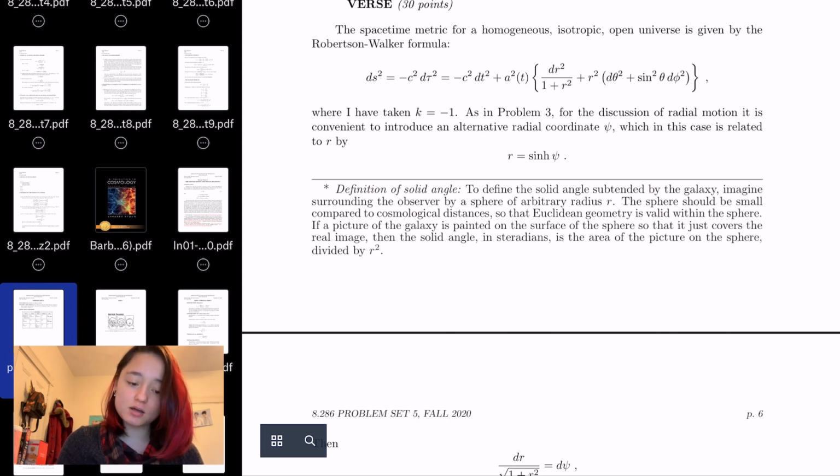All right, problem 4, trajectories and distances in an open universe. So instead of a closed universe, we now are working with an open universe. We work with all kinds of universes in this class. This is basically a similar problem to the other ones.